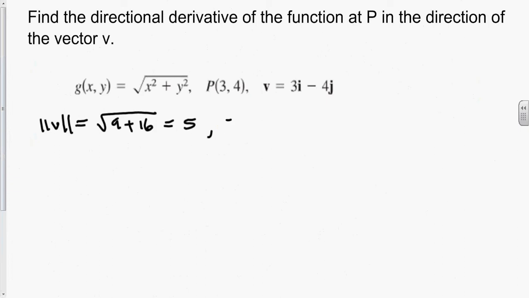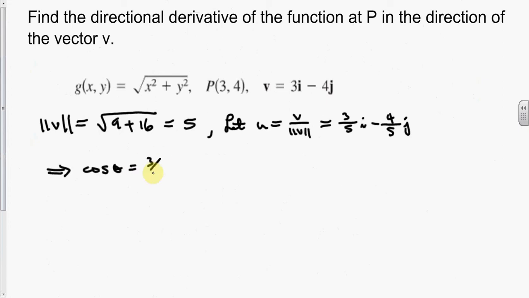So here's what we do: we say let u equal v divided by the norm of v. That becomes a unit vector. So this is 3 over 5 i minus 4 over 5 j. Now that becomes our unit vector u that we need for the formula. So to see it, the cosine theta is 3 over 5, and the sine theta is negative 4 over 5.